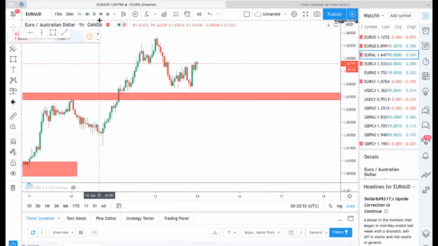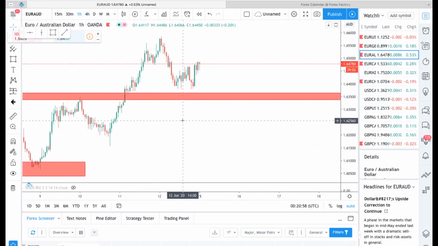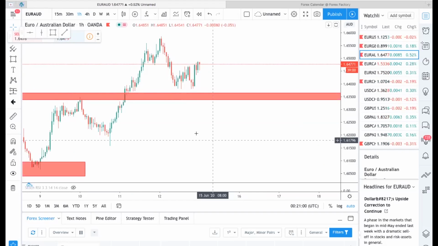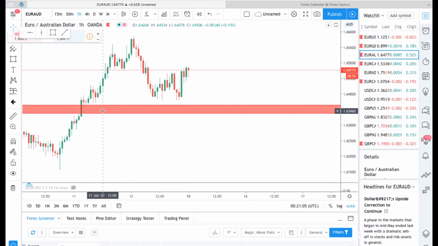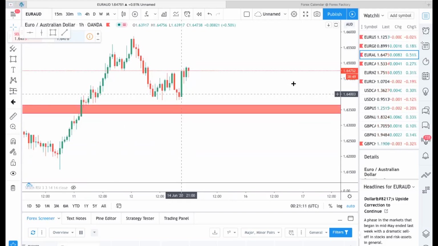So I want this. So this move kind of missed us. But as you can see, it's just plain price action. So this was a resistance broken, and now it's become a support. We have rejection, rejection, rejection, rejection. So that's all it is, the price action.